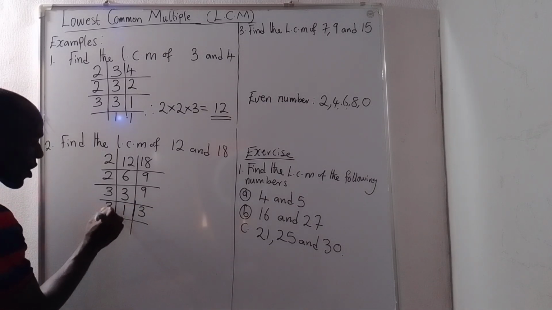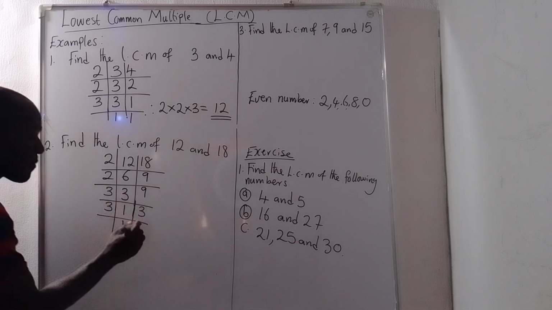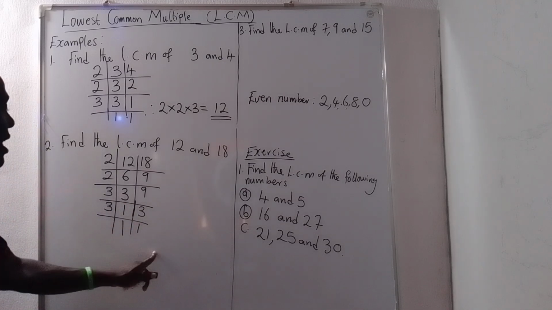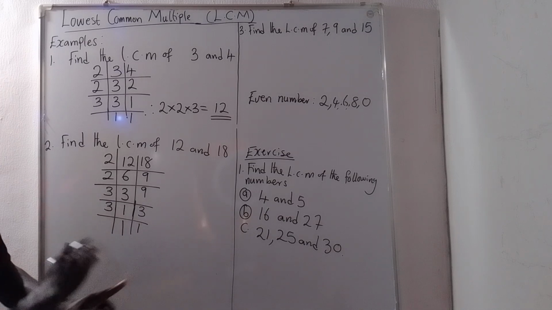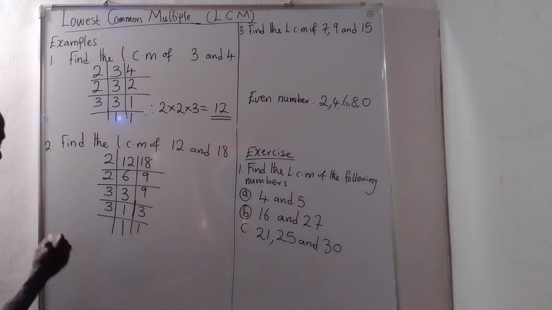We can still use 3. For this one, we bring it down. 3 divided by 3 is 1. We have exhausted the number. Once you reach 1, 1, we have exhausted the numbers. So therefore, we multiply for the LCM.